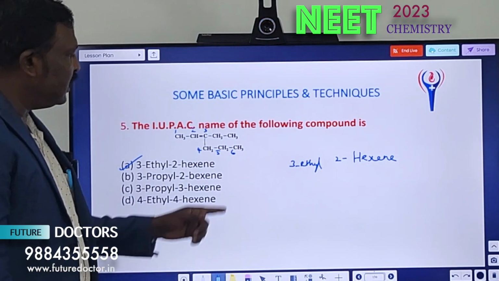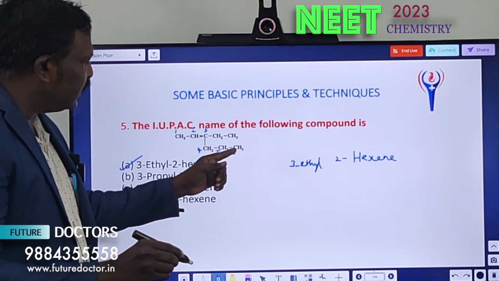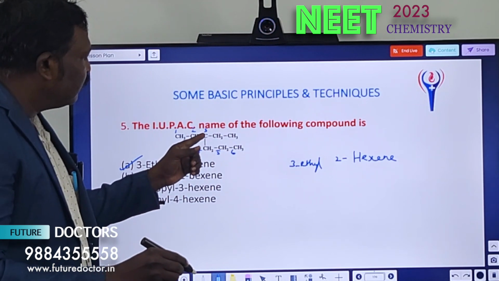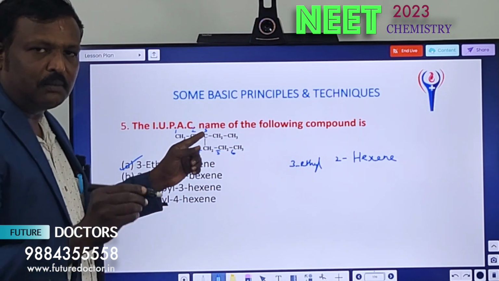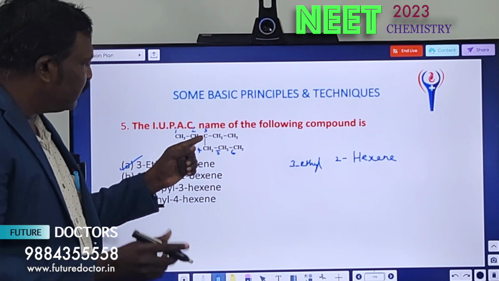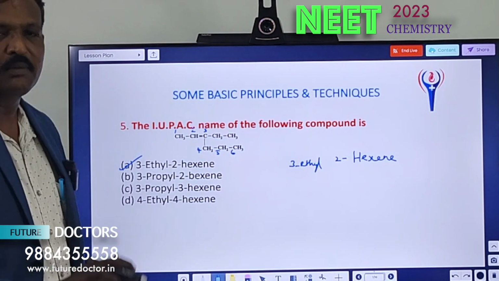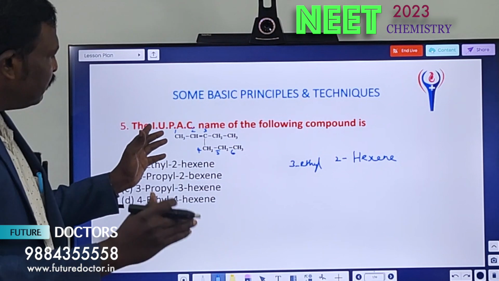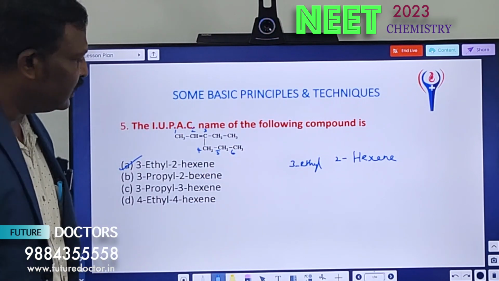Are you following? Same compound, if you give the number from right to left, 1, 2, 3, 4, the double bond starts at the fourth one. But always the double bond should be at the lowest carbon number. So give the numbering from left to right. That's the correct one. Understood?